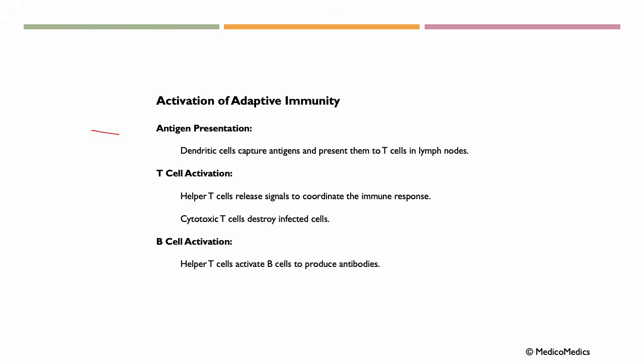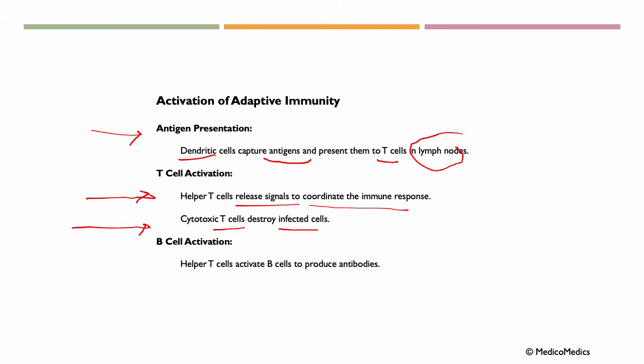So when antigen is presented, we talked about just now macrophages, for example, but we also have dendritic cells that are antigen-presenting cells. They will capture antigens and present them to T cells in the lymph nodes. We then have helper T cells that release signals to coordinate the immune responses. We have cytotoxic T cells that may arrive, if told so, and come and destroy these infected cells. Another key feature of the helper T cell is to activate B cells to produce these antibodies.